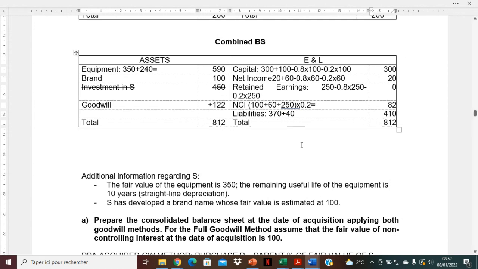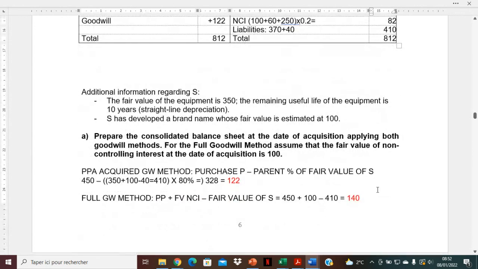Then let's move on to the full goodwill method. In the full goodwill method, we calculated the full goodwill. It's 140. That, of course, is information we need to remember. And I also need to remember that the fair value of non-controlling interest is 100, because here in the full goodwill method, the original NCI amount will not be calculated as a percentage, but will be set at 100. The first NCI value that needs to appear is actually the fair value of NCI.